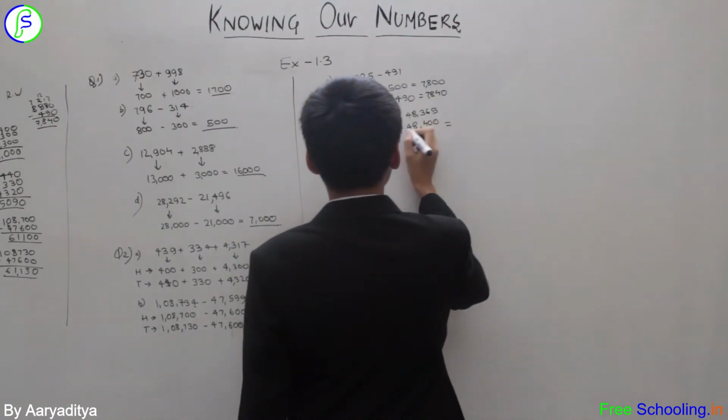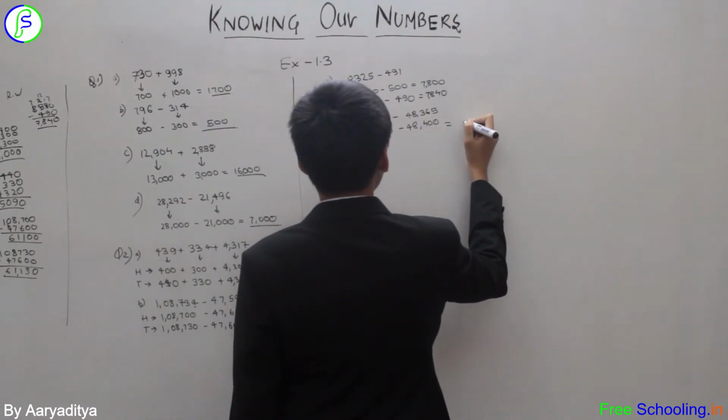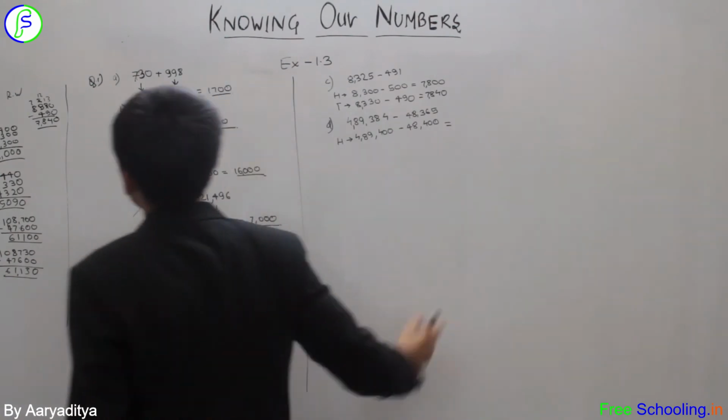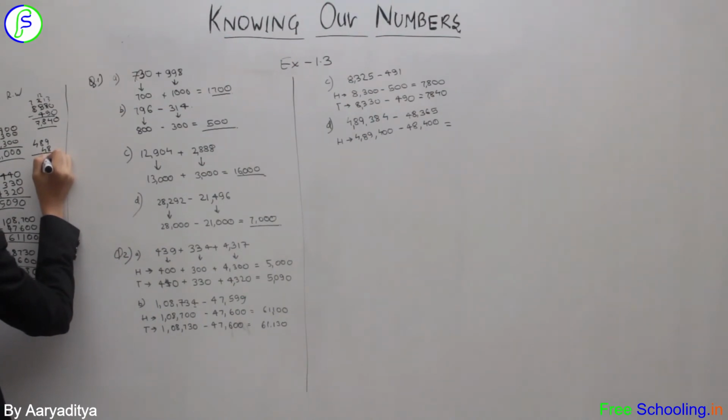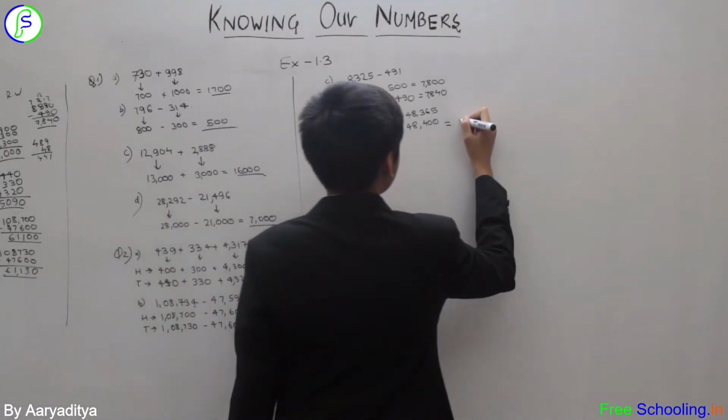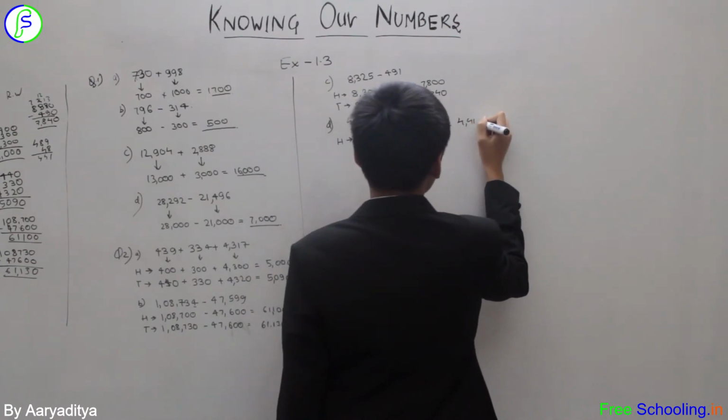Result, 400 is done, and then 489 minus 48. What do we get as 489 minus 48? 1, 4. Okay, so the result that we get is 4,41,000.